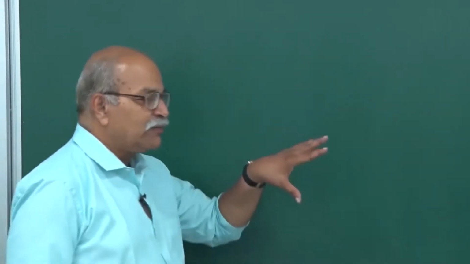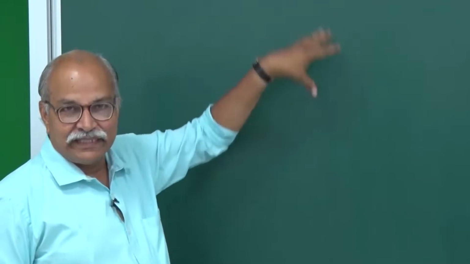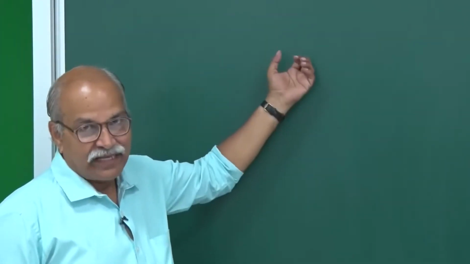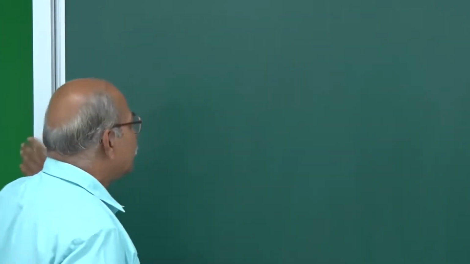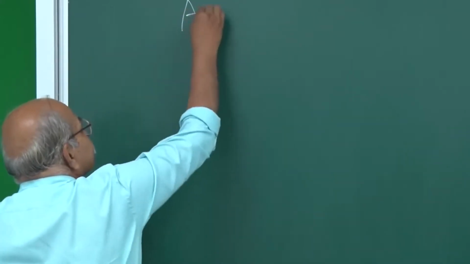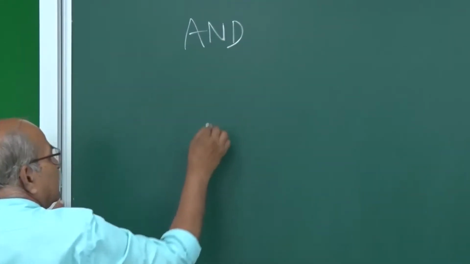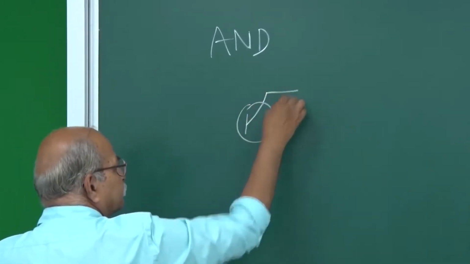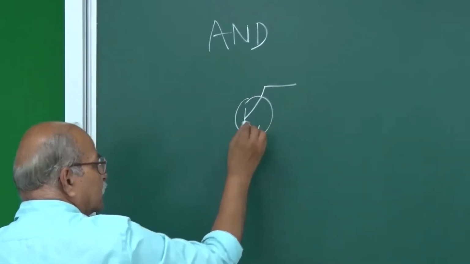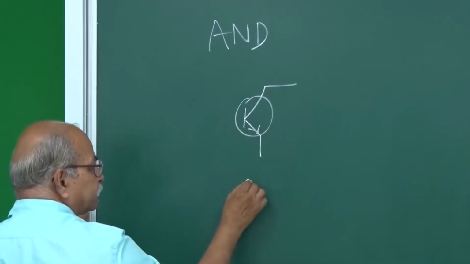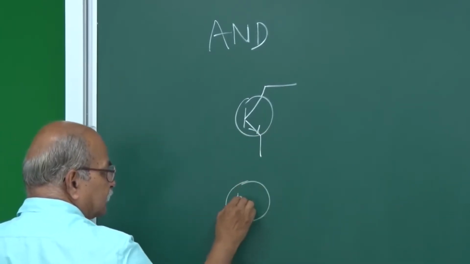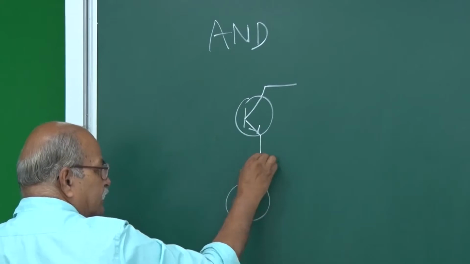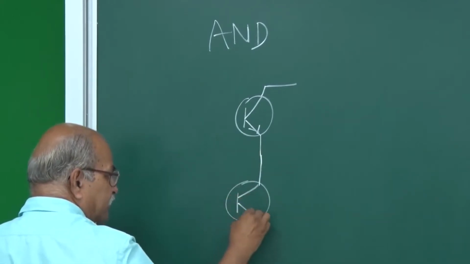It is essentially the same idea, two switches in series, and a transistor can act as a switch. So, you can make a circuit: you take two transistors, this is an NPN transistor, and then you connect it in series in this fashion.